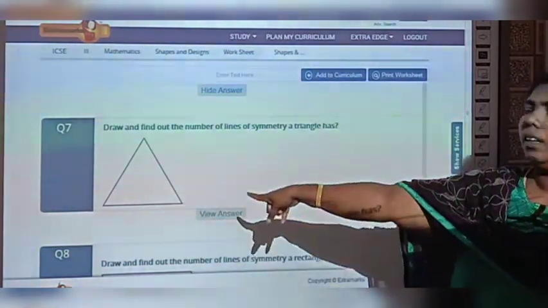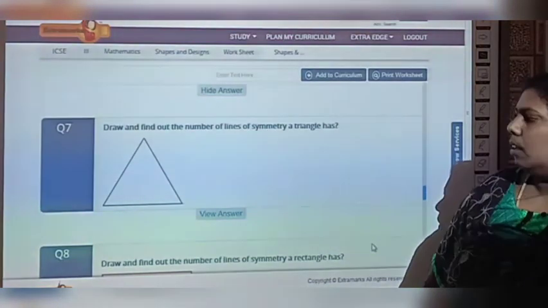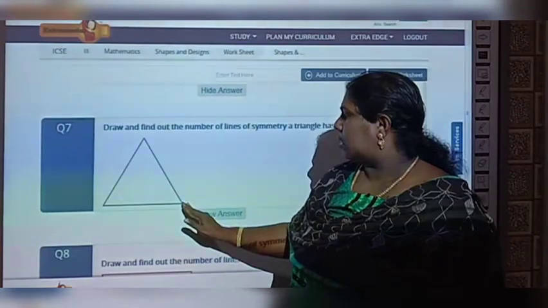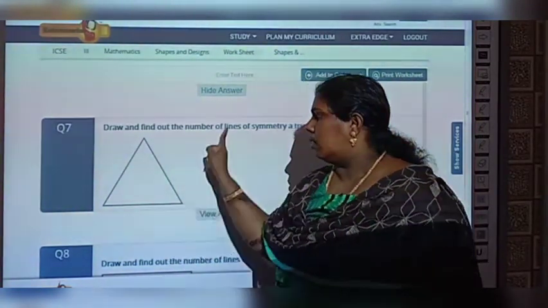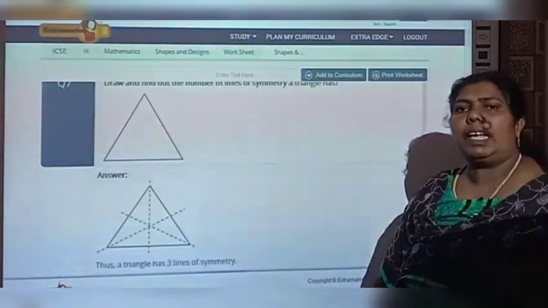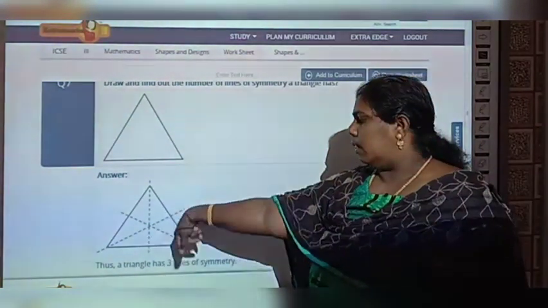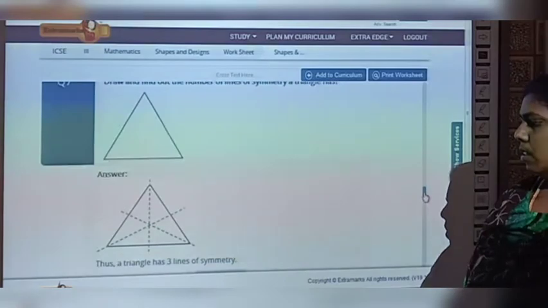In this triangle, how many lines of symmetry can we make? We can make it like this, isn't it? That is a vertical line. Then from this corner also we can make it, then this corner also. See, 3 lines of symmetry. How many lines of symmetry? 3 lines of symmetry. Next example.